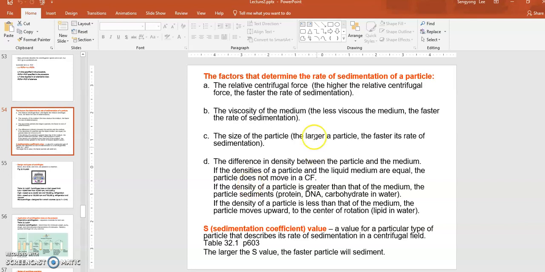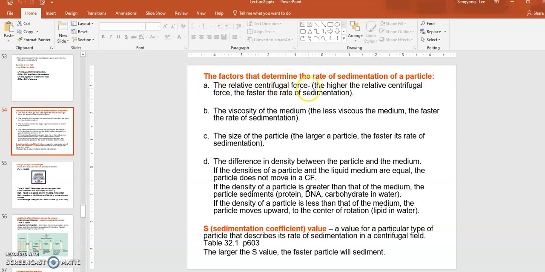Okay, let's talk about what factors can determine the rate of sedimentation of a particle during your centrifugation. Sedimentation is the main thing that applies to the particles you have in the sample, right? So what are the main factors that determine how fast things will settle down as a pellet? Number one is of course the centrifugal force.